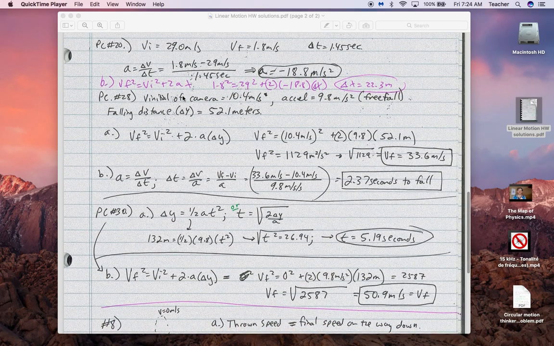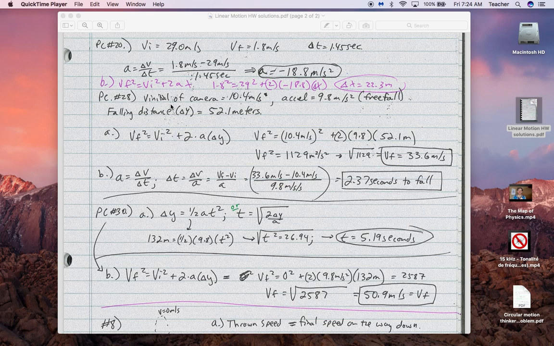For number 20, we've got an initial velocity, a final velocity, and the time it takes to slow down. So the acceleration is final minus initial over time, so it's negative 18.8 meters per second squared. To find the distance traveled, I'd use this formula again: Vf squared equals Vi squared plus 2a. Should probably be a delta x, but that's okay. That's what I'm finding, and that's around 22.3 meters.